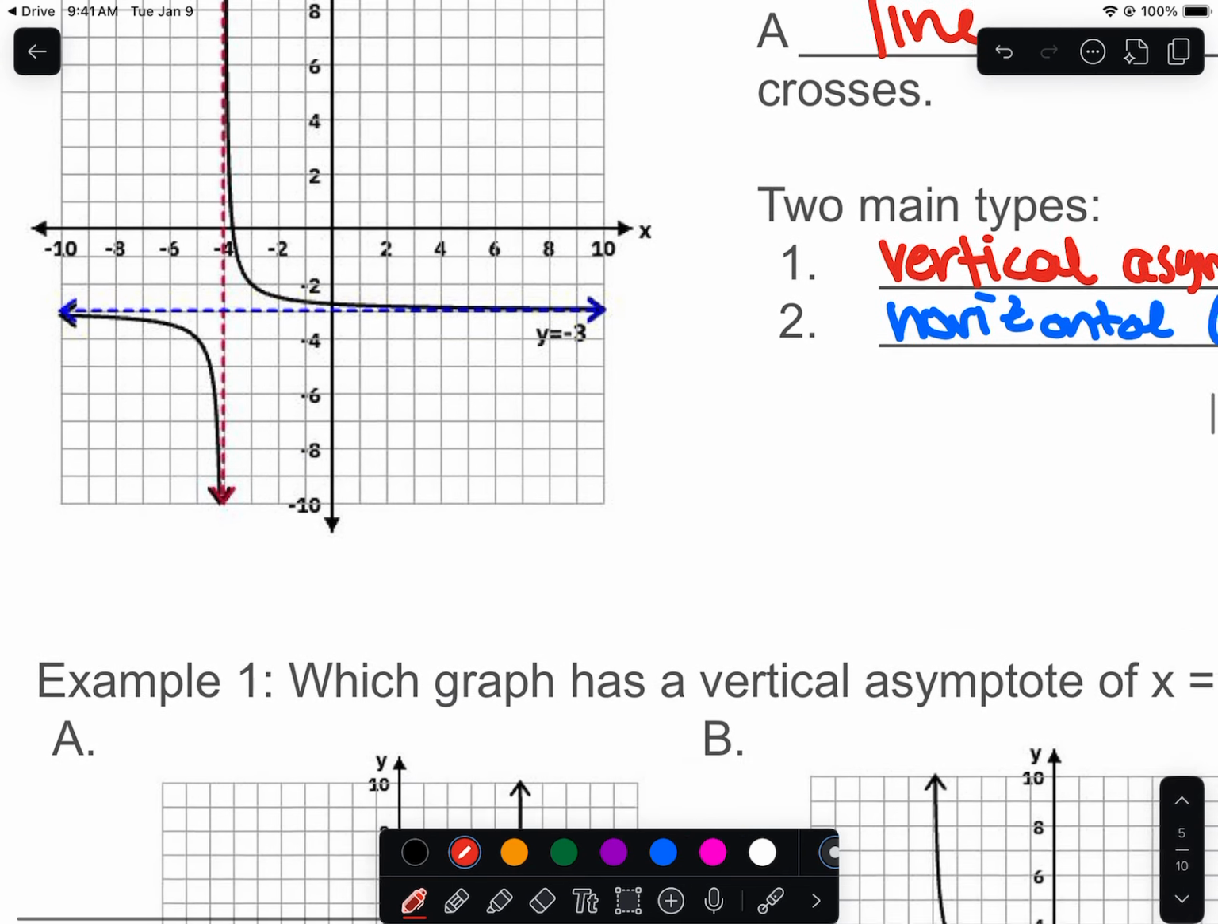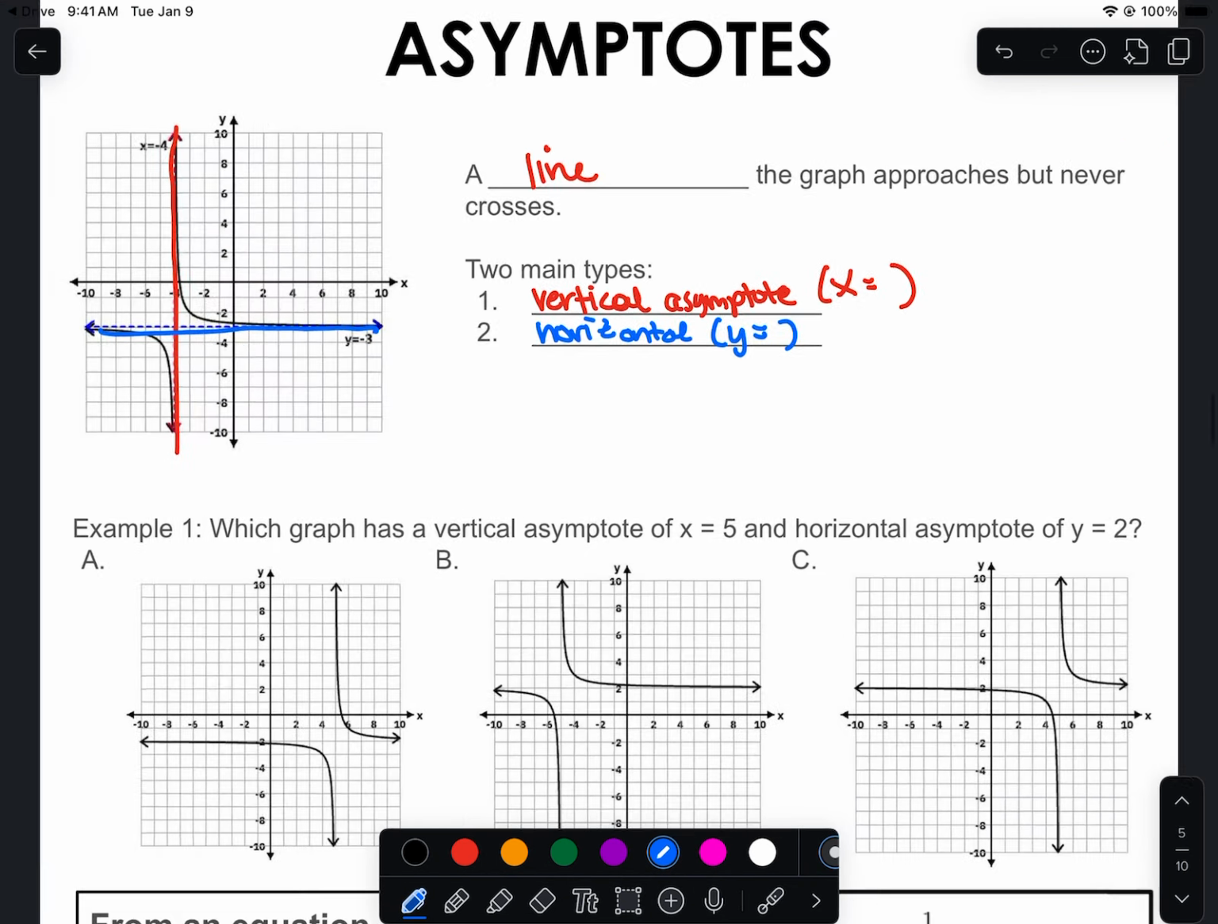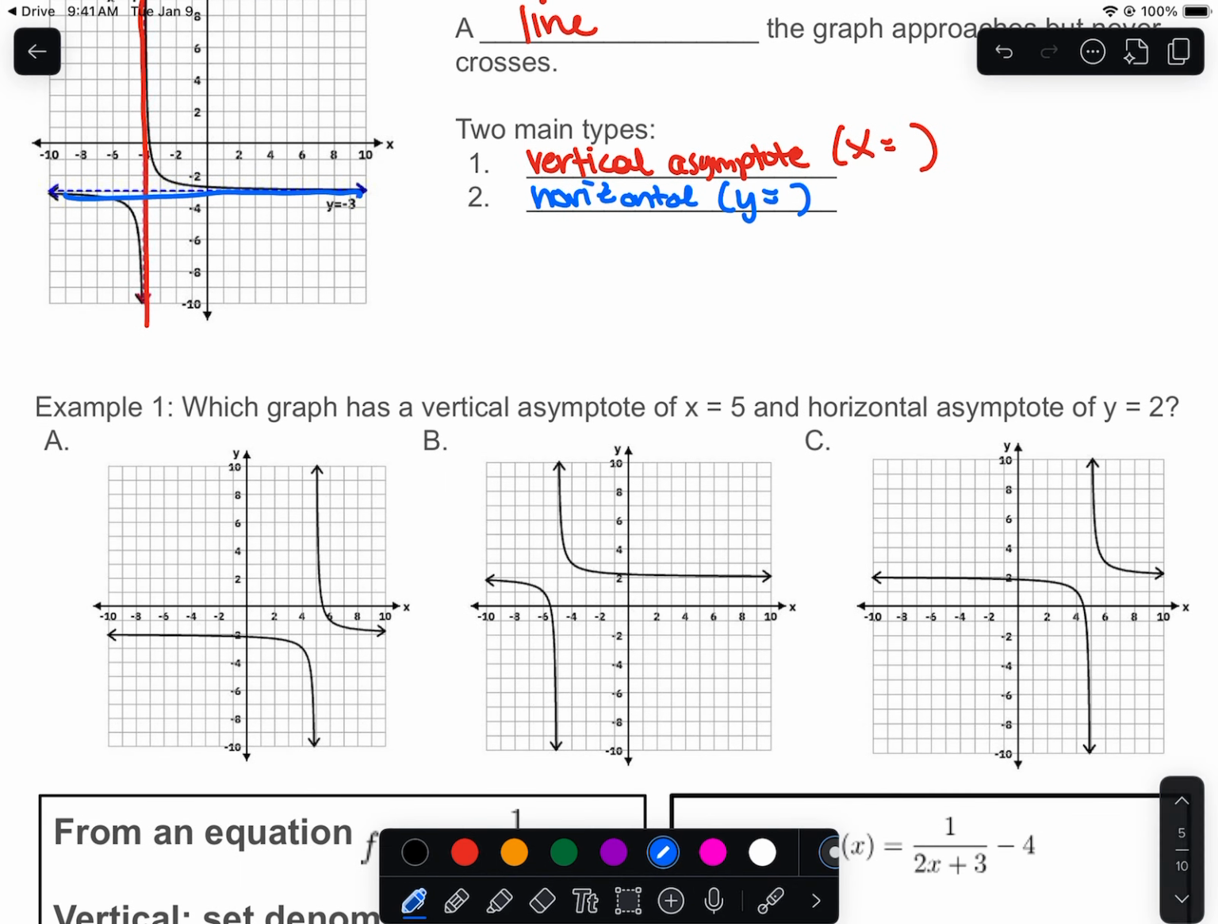And you get kind of just this business going on right over here. So we have x equals negative 4 for my vertical, y equals 3. It's kind of just shaping the graph. That's the idea. So when I look at question number 1, it says which graph has a vertical asymptote of x equals 5 and a horizontal asymptote of y equals 2?